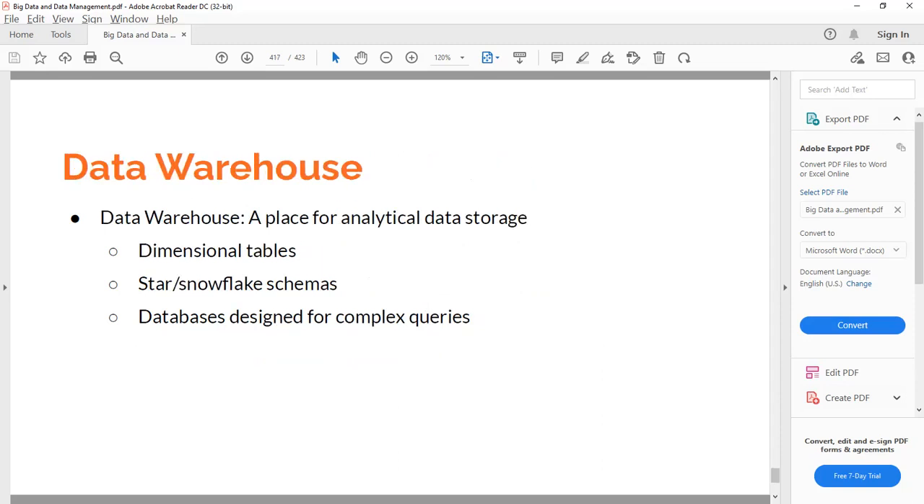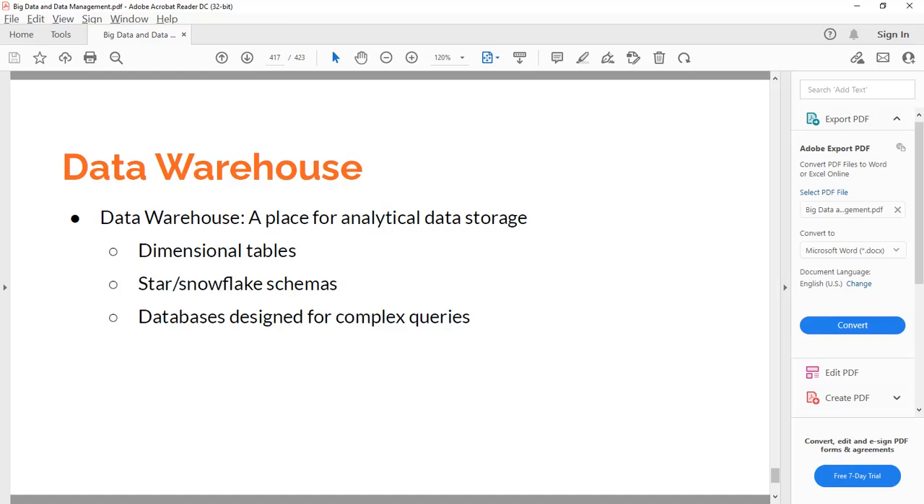So for this reason, as time goes on, people realized that you need a separate place to store your data in a format that is suitable for data analysis. This place is called a data warehouse. It contains fact tables and dimensional tables. It is designed as a star schema or snowflake schema.